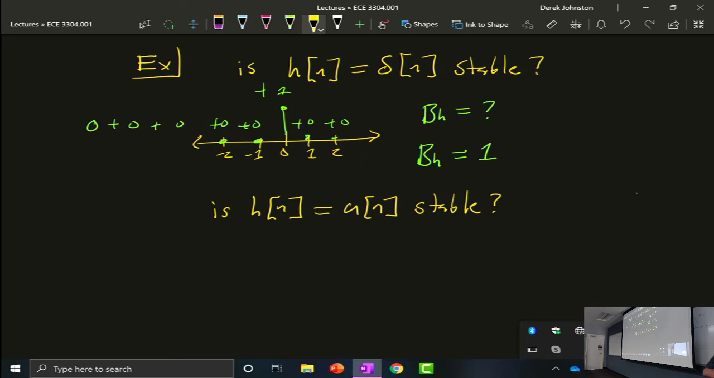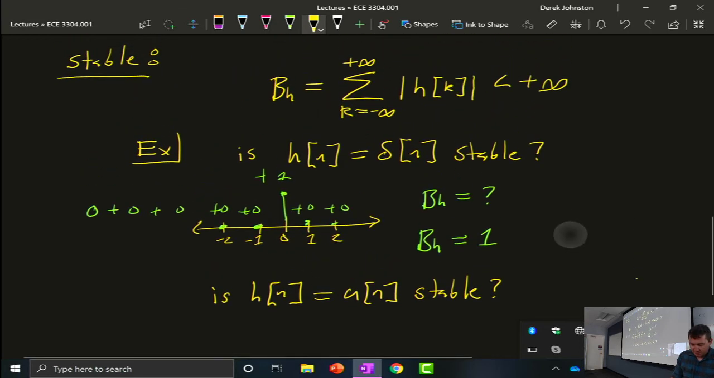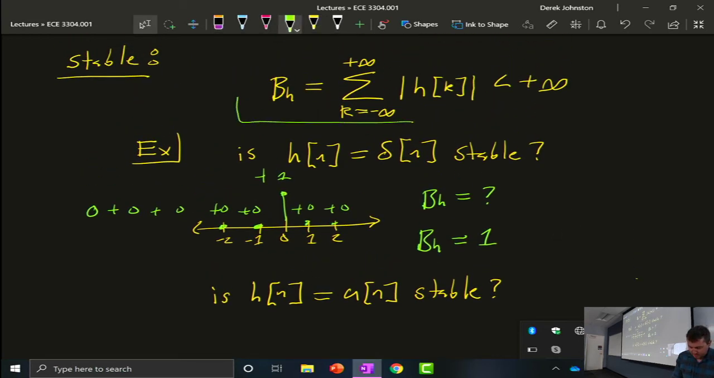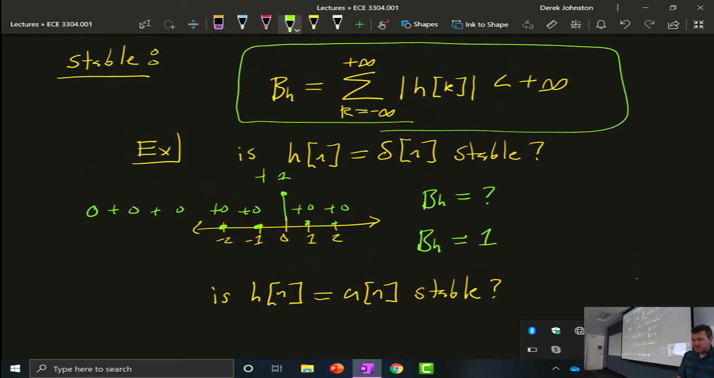Curtis says he thinks it's stable. What about you guys? You guys are being all quiet. They're super chatty over here. I think not. Why not? Because even though it's only positive after 0, you're still positive for infinity. Yeah, because again, it's not about the inputs, it's about the sum, right? Our definition here, b of h is equal to the sum of the absolute magnitude of h of k all the way to infinity, right?